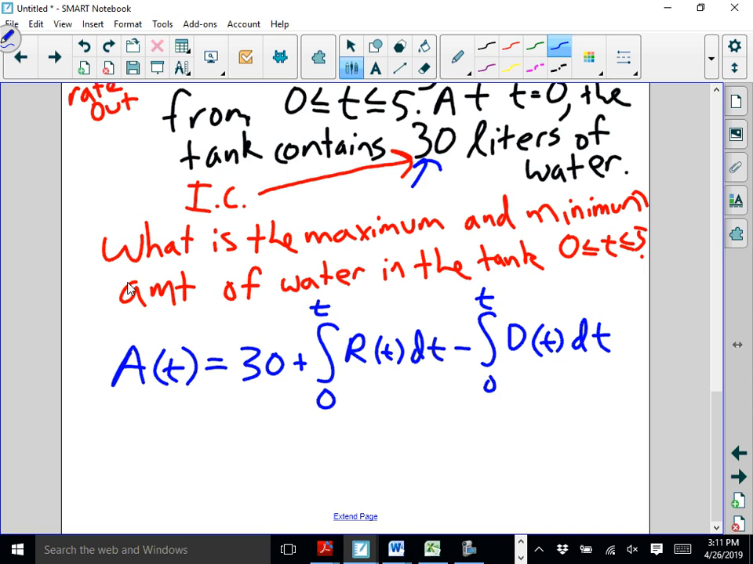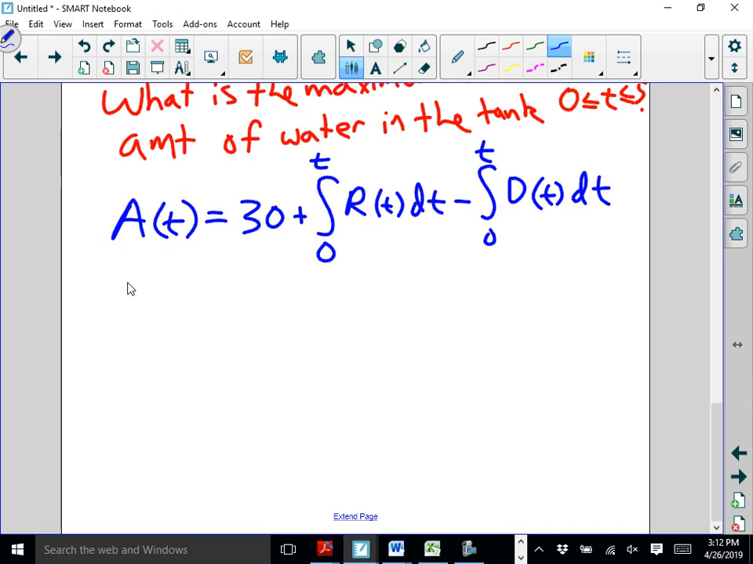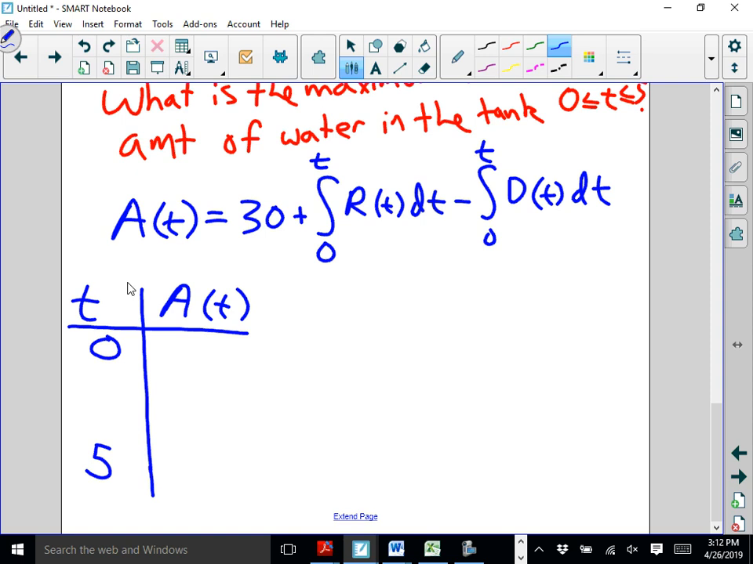Right away I know, in my test chart, I need to check 0 and I need to check 5. I must check the 2 endpoints. So I also need to check any critical points. Well, by definition, a critical point is when the derivative of the function equals 0. I need to figure out when does A prime equal 0.